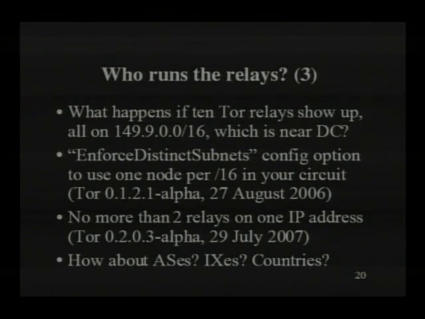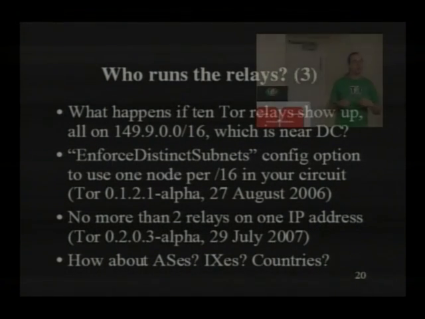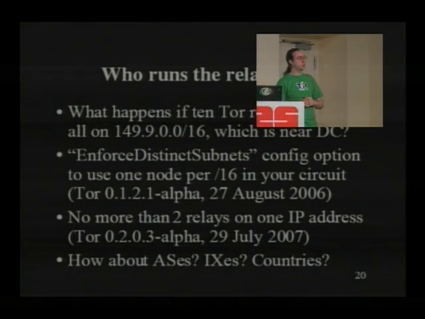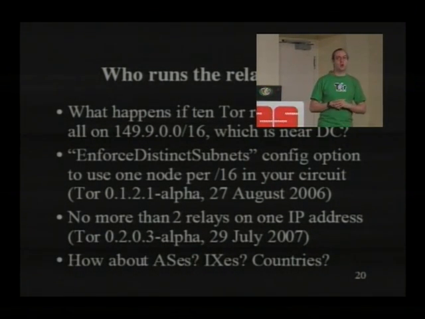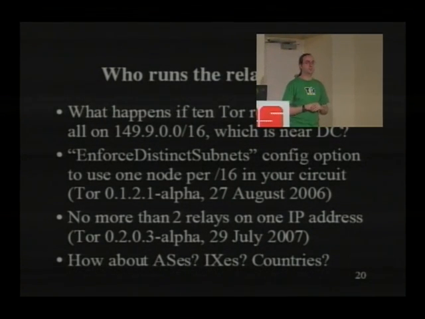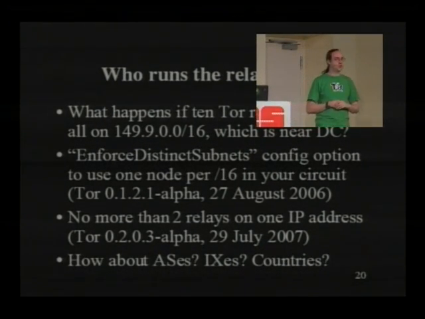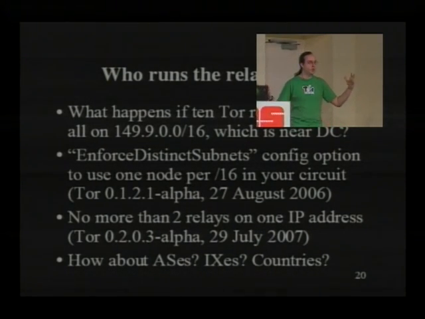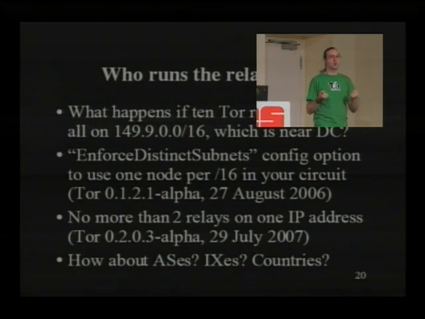A couple of years ago, we had another question to try to figure out how we should balance these things. What happens if 10 really fast, really stable Tor relays show up, all from 149.9.something.something? And a lot of people looked at that and said, hey, you're being attacked. These are obviously somebody trying to run a large enough fraction of the Tor network that he can see a lot of traffic. So we said, okay, we should investigate who they are.